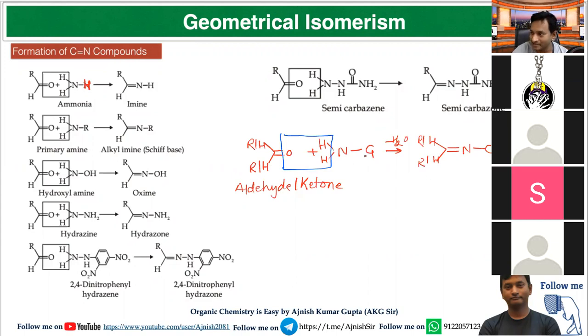If this G is H, then the reagent is called ammonia. That means when aldehyde reacts with ammonia, it may be ketone also. When aldehyde or ketone, it may be R, then in that case it will be ketone. So when aldehyde or ketone reacts with ammonia, a compound will be formed which is called imine. Is it clear? Imine. The carbon double bond nitrogen system connected with H is called imine.